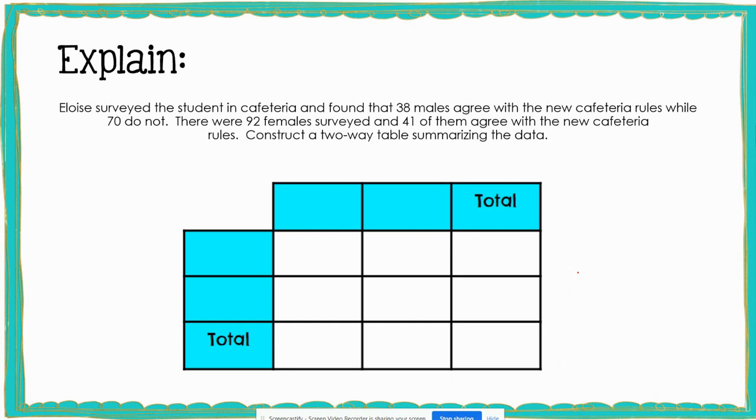The first thing you want to do when you are constructing a two-way table is figure out what is being compared. Well, the first thing we see is that we are comparing males to females. So I can use one of these to be males and the other to be females. The other thing that I notice that I'm comparing is people who agree with the new rules and people who do not. So over here, we're going to say agree with new rules. And here I'm going to say do not agree with new rules.